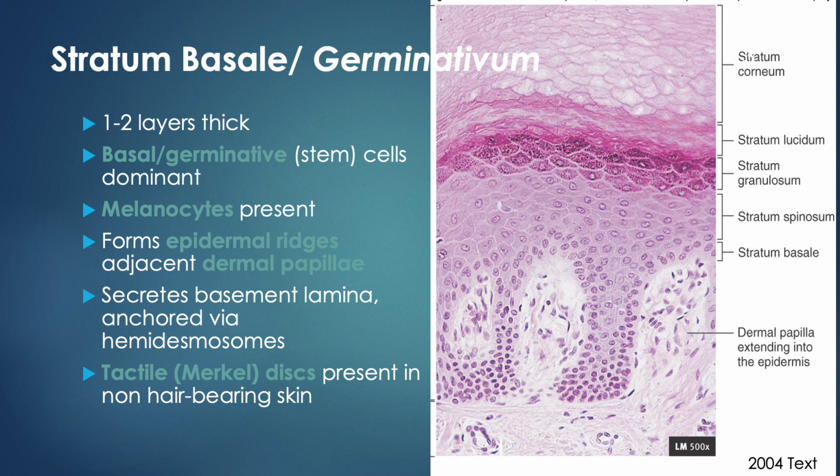The stratum basale also secretes basement lamina, which creates the basement membrane. And the basement membrane is what differentiates the epidermis from the dermis. And this is important in differentiating different types of cancers in terms of how deeply they've invaded. And then cancer treatment will be based upon how much it's invaded. There are also tactile Merkel discs present, and these are only going to be found in non-hair-bearing skin.